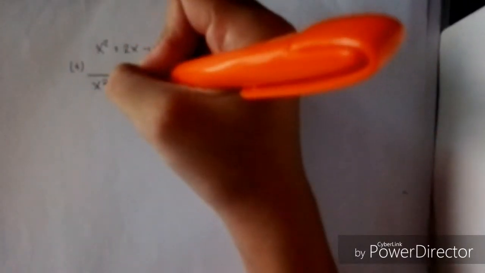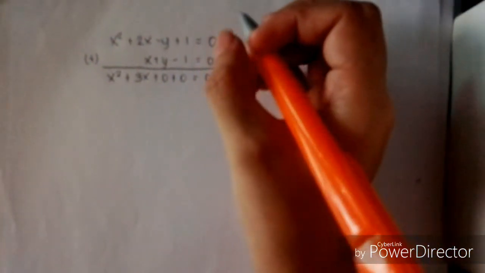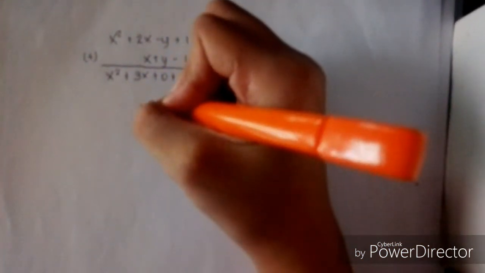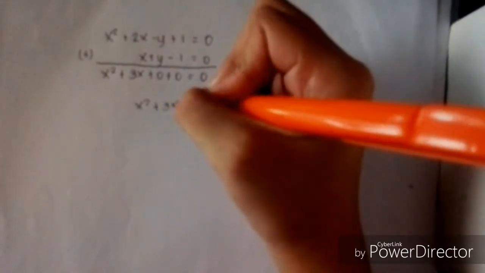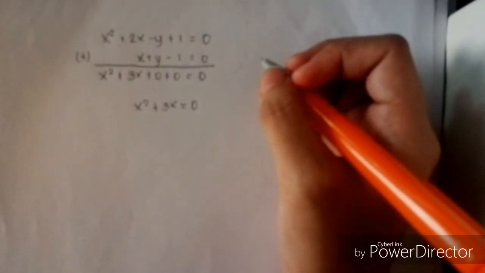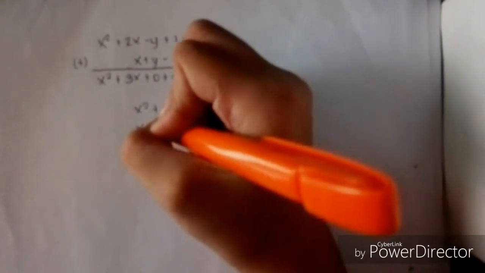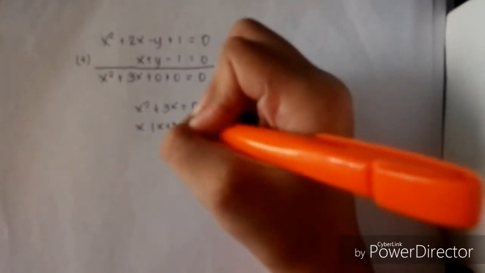We need to remove the y, so we add the equations, then the answer will be x squared plus 3x plus 0 plus 0 equals 0. After that, the remaining equation will be x squared plus 3x equals 0. To get the x, or the answer, we need to factor x squared plus 3x equals 0. Then this will be the term x, open and close parentheses, x plus 3 equals 0.